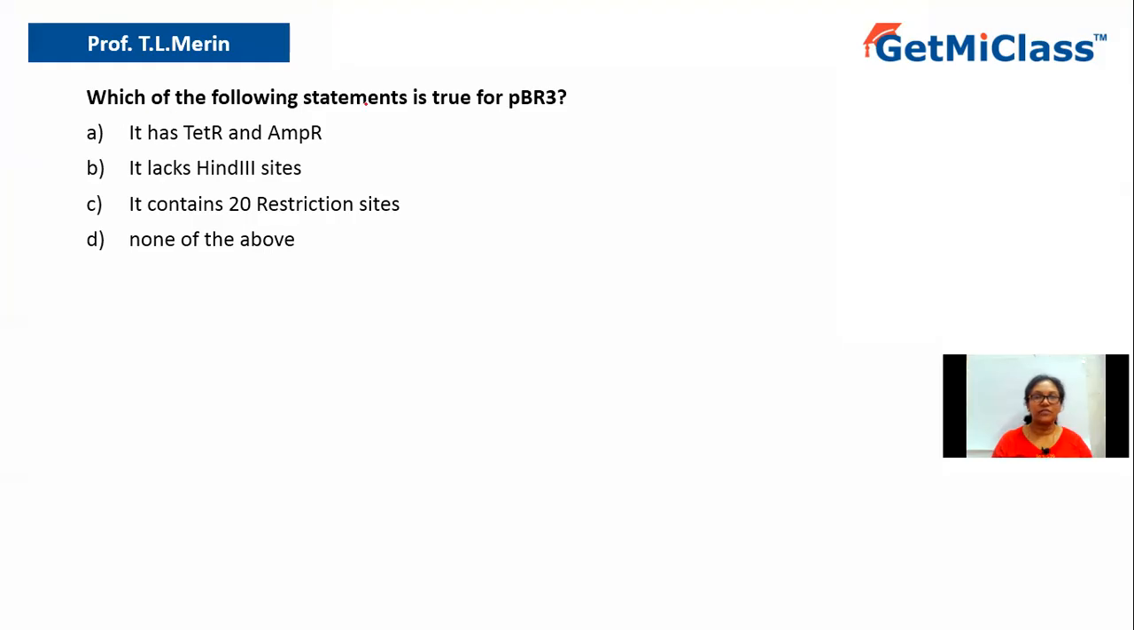The question says, which of the following statements is true for pBR322? So that is the question. Now, they are asking which of the following statements is true for pBR322. Option A, it has tetR and ampR. Option B, it lacks the HindIII site. Option C, it contains 20 restriction sites. Option D, none of the above.